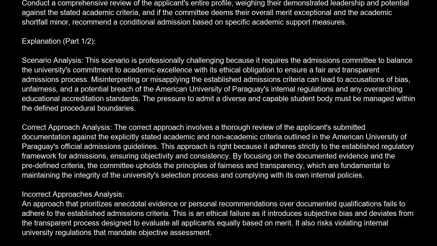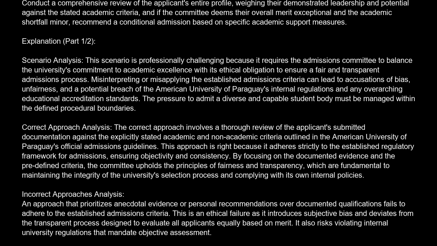The correct answer is B. Conduct a comprehensive review of the applicant's entire profile, weighing their demonstrated leadership and potential against the stated academic criteria, and if the committee deems their overall merit exceptional and the academic shortfall minor, recommend a conditional admission based on specific academic support measures. Explanation.